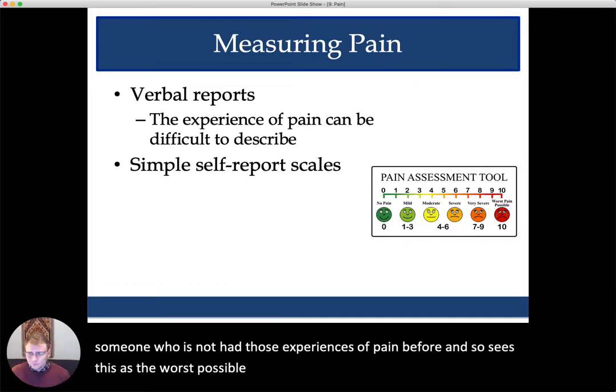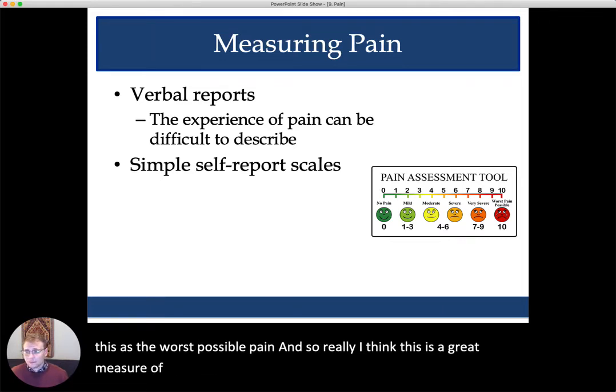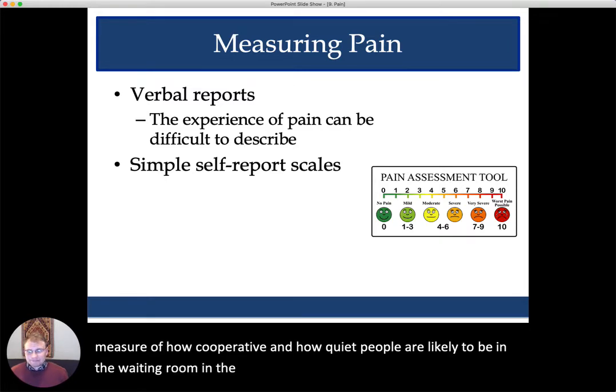And so really, I think this is a great measure of how cooperative and how quiet people are likely to be in the waiting room in the ER on this measure.